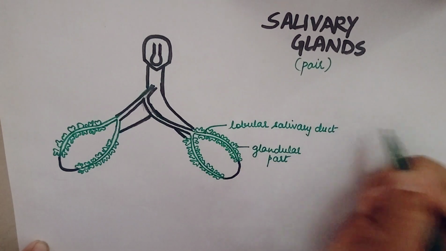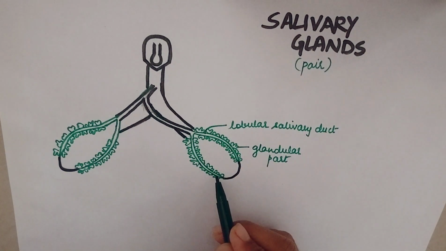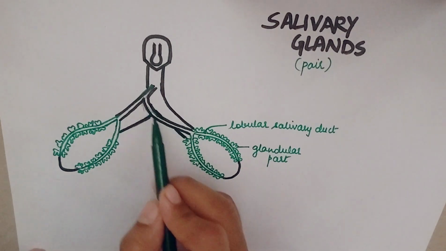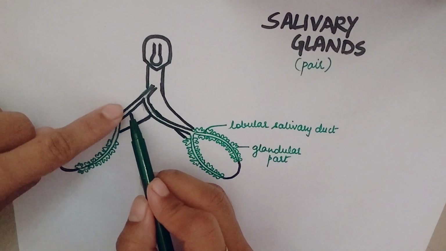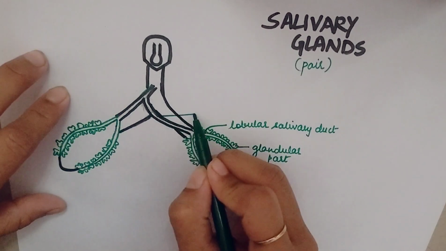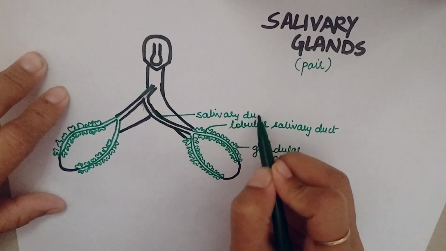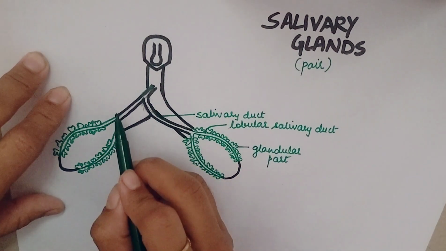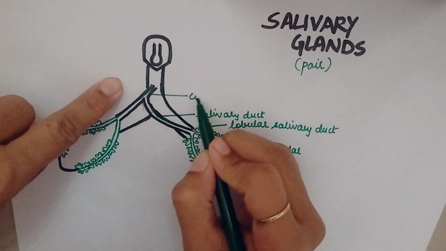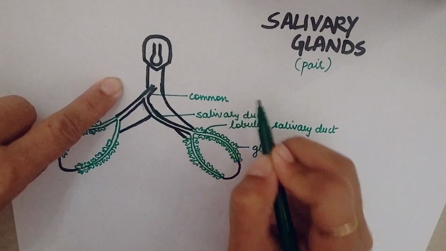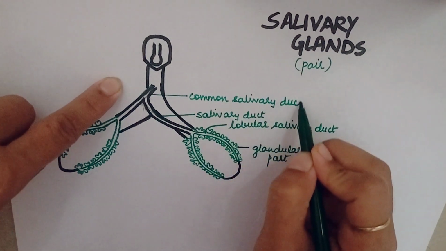So there are glandular lobes. You have two glandular lobes which have the salivary duct. Similarly, you have glandular lobes over here, and there is a salivary duct over here. These two join and they form this part, the common salivary duct.